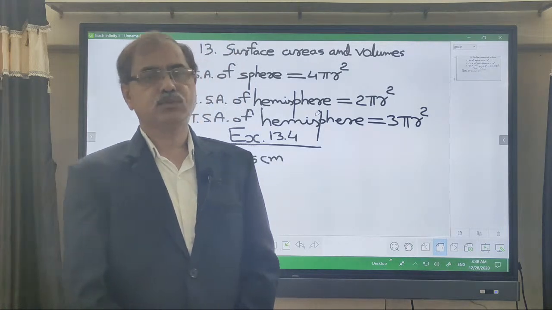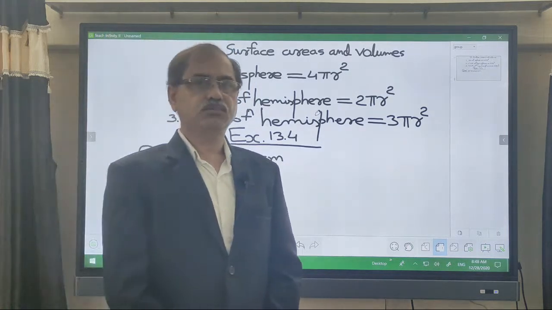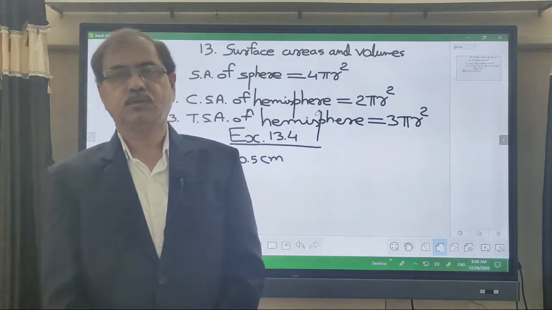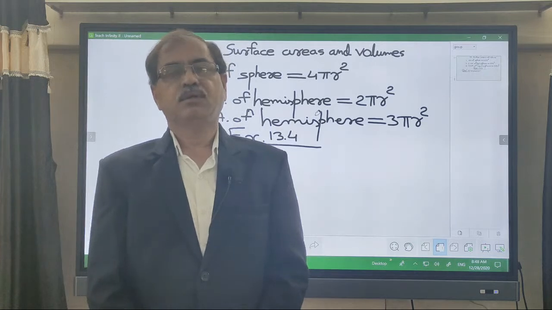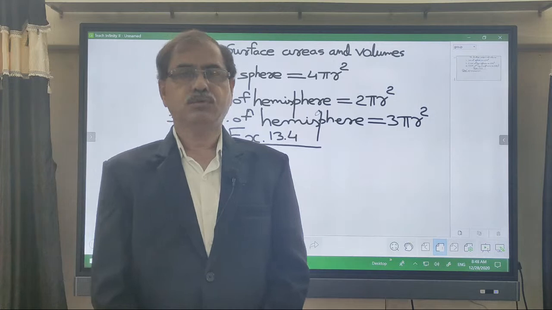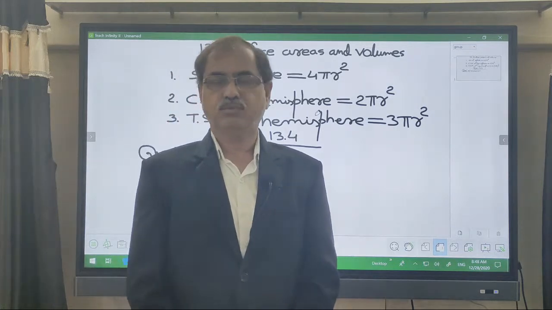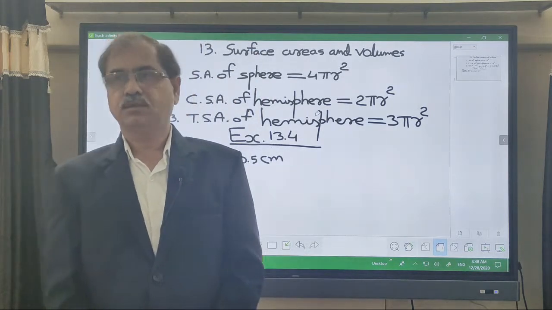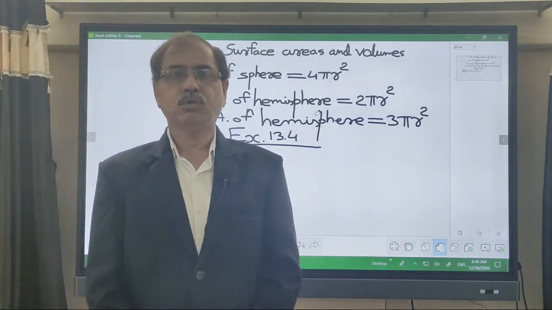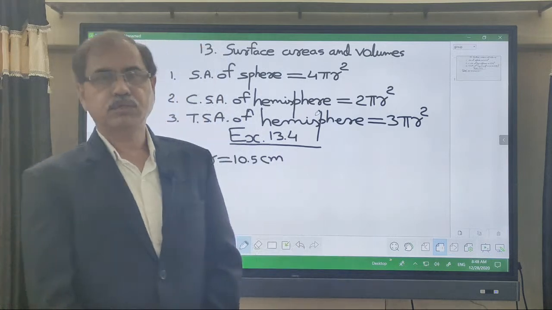We would like to find out the surface area of the sphere. In our day-to-day life, we come across shapes wherein we would like to paint them, or do certain kinds of work on the surface of these regularly shaped objects. There we need the surface area. How to calculate that, we are going to learn today.